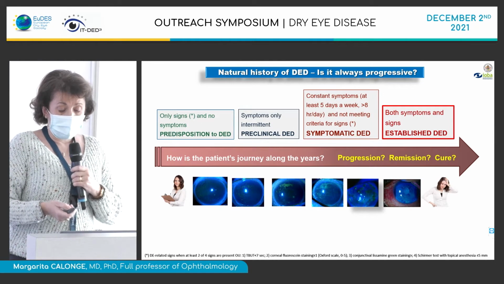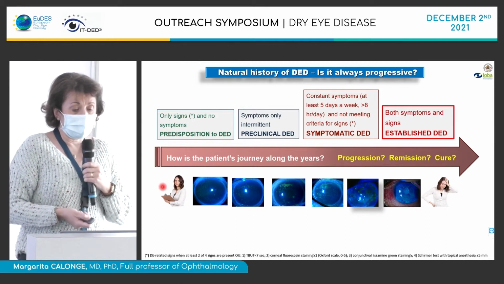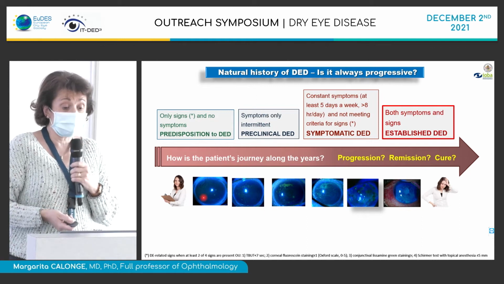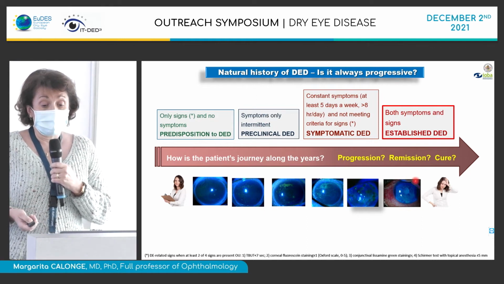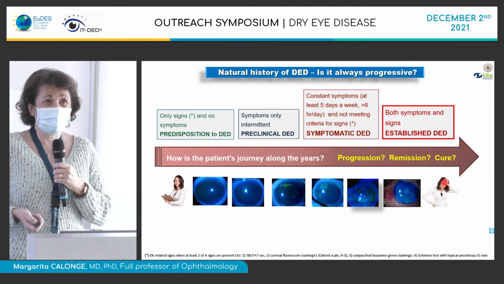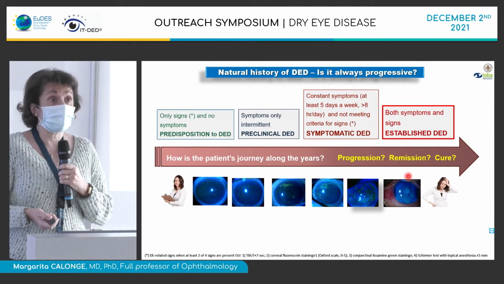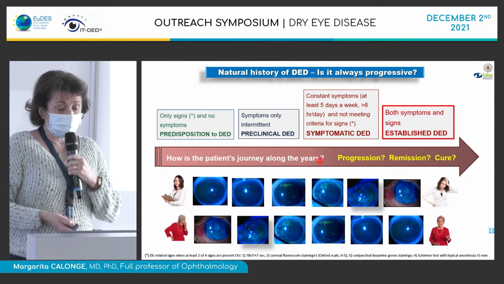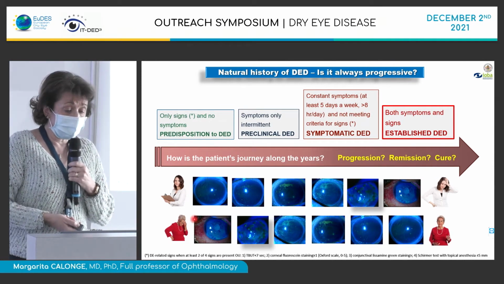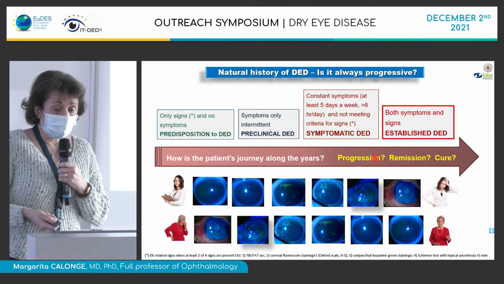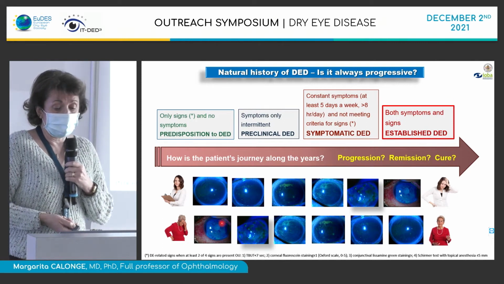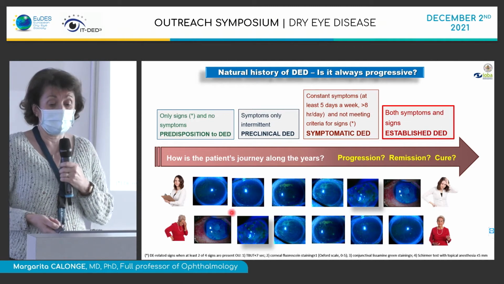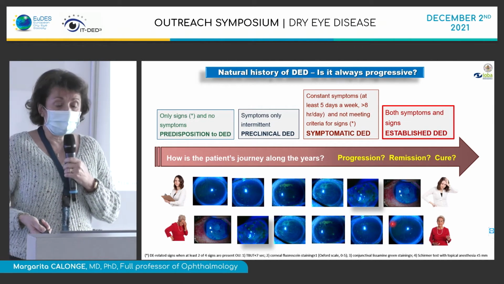We actually cannot tell this young patient, starting with preclinical dry eye, having only symptoms, that she's going to end up like this if she doesn't receive treatment. We just don't know whether she will progress or not. Similarly, we cannot tell this elderly lady who started with established dry eye, well, if you don't get treatment, you are going to stay like this, but if you get treatment, you will get almost asymptomatic.